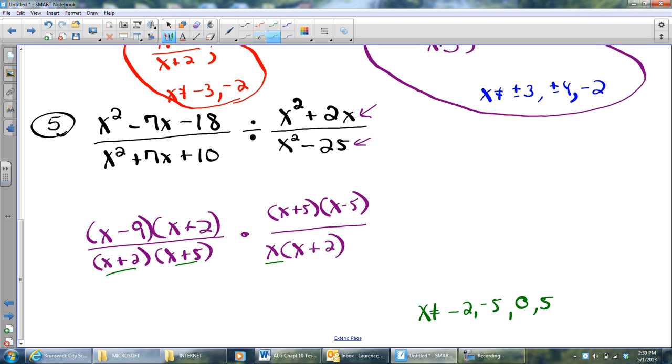Now I'm ready to cancel. All right, looking vertically, looks like I have an x plus 2 and an x plus 2. Vertically here, I don't see anything that'll cancel. Down to the right, I don't see anything. Up to the right, I see an x plus 5 with an x plus 5. This problem is going to become x minus 9 times x minus 5 over x times the quantity of x plus 2. And that's true when x does not equal those numbers.